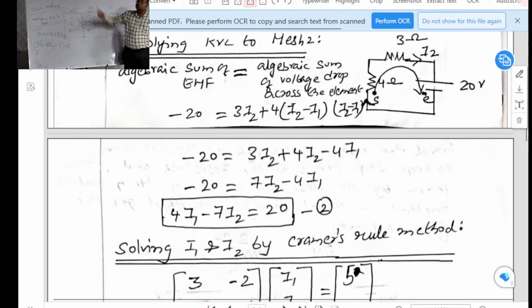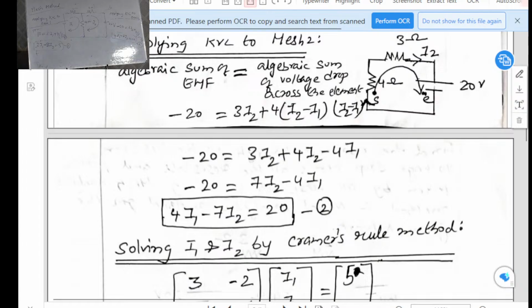What is current in 3 ohms? I2. What is current in 4 ohms? I2 minus I1. See the diagram. Applying KVL to mesh 2. Algebraic sum of EMF is equal to algebraic sum of voltage drop across the element. Minus 20 is equal to 3i2 plus 4 into I2 minus I1. Get the equation 2.